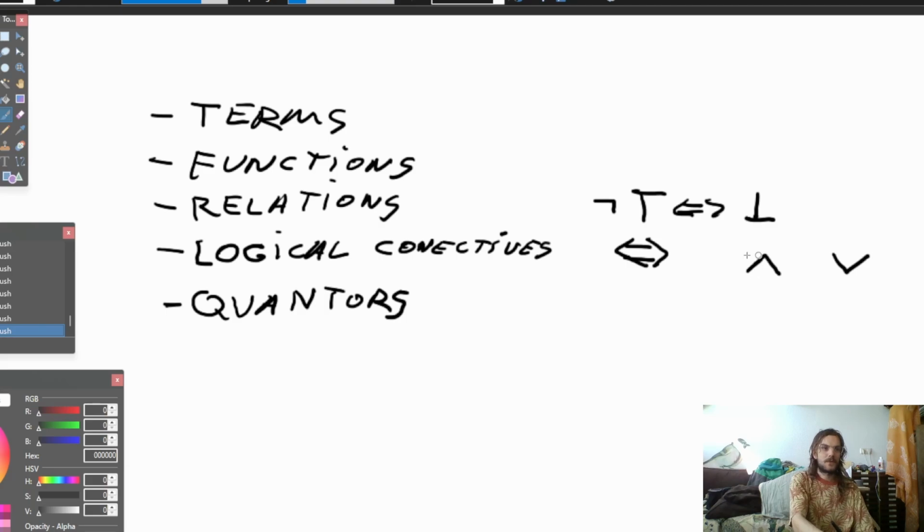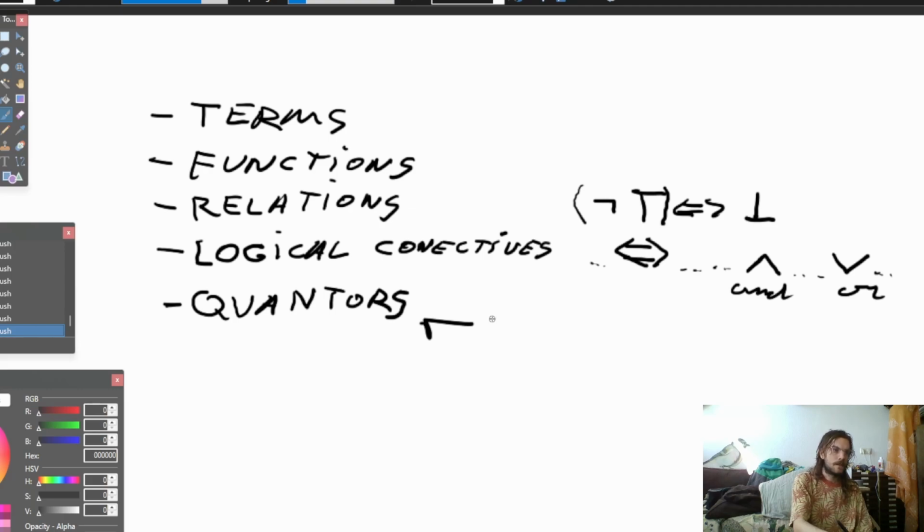These are the symbols for and, or, and you can guess what they do with true values. True and true is true, but any other is false. False or false is false, and any other is true. These are both two-ary. This one is two-ary. The negation is one-ary. It just takes in one thing. So here I should have used brackets. Quantors I will get into later.